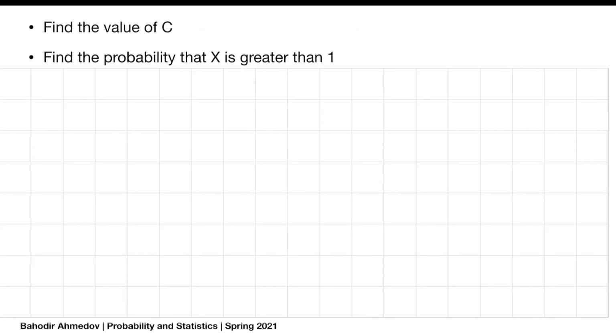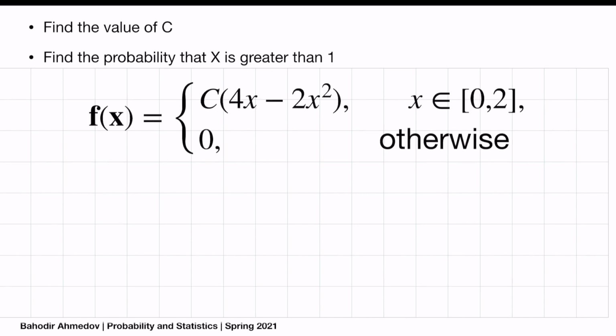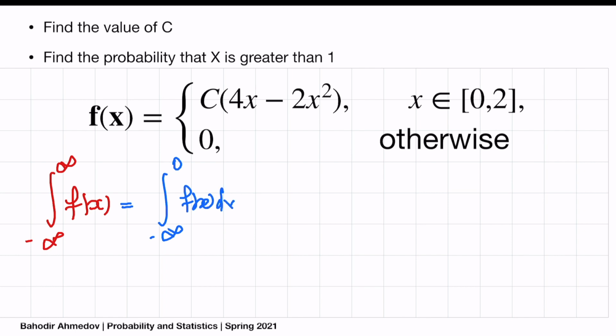If I would like to evaluate the value for c, what I have to do is integrate this function, right? The integration of this curve f of x from minus infinity to plus infinity should be equal to 1, right? And if you remember from calculus, you can split the integration into parts. For example, from minus infinity to 0, f of x dx, plus from 0 to 2, plus from 2 to infinity.